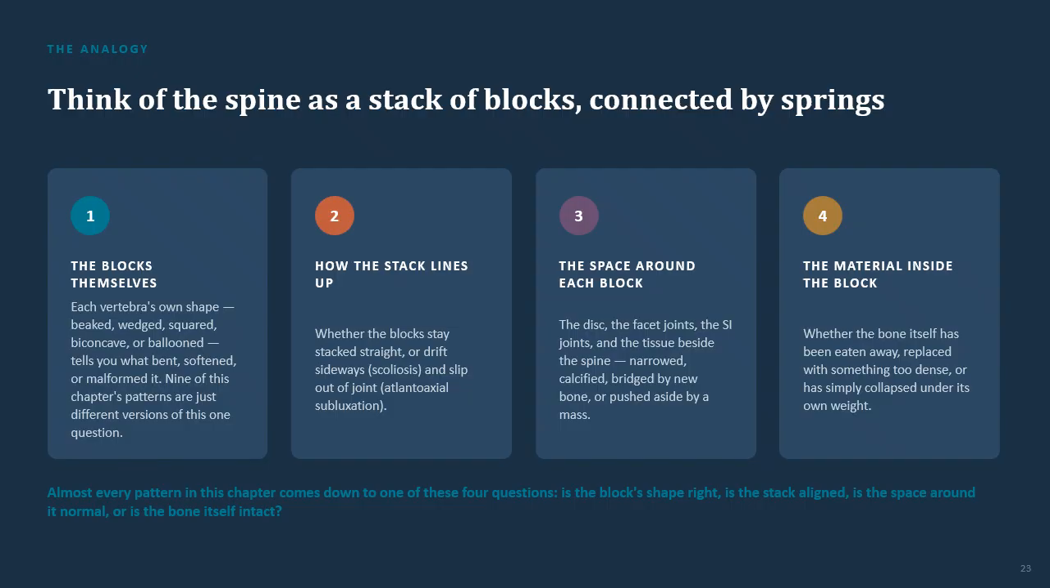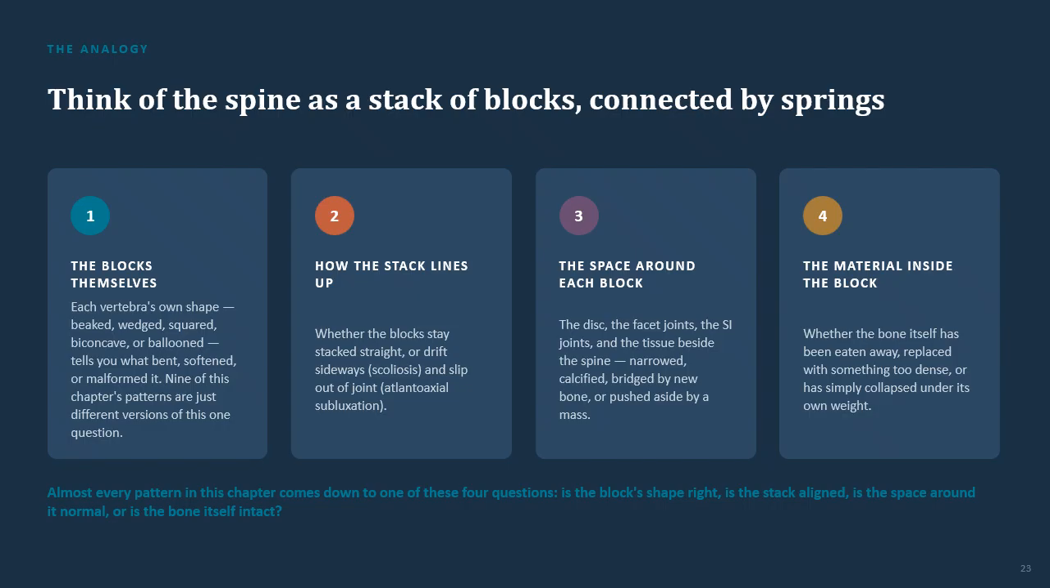All right, here we're looking at our analogy, and we're also looking at the questions that we're going to ask ourselves, or that the radiologist is going to ask themselves. We're thinking of the spine as a stack of blocks with cushions in between them. The blocks themselves are the vertebral bodies, or the vertebrae, and the cushions in between them are the intervertebral discs. The discs act like shock absorbers between those vertebral bodies, and they help the spine bend, they help us move, and they also help absorb pressure instead of having the bones rub against each other.